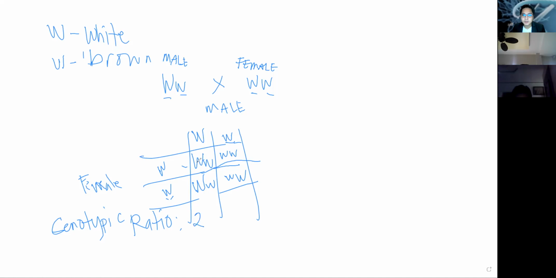here 2, all big letter W and small letter w. This is heterozygous. This is 2 heterozygous white, with a white skin.